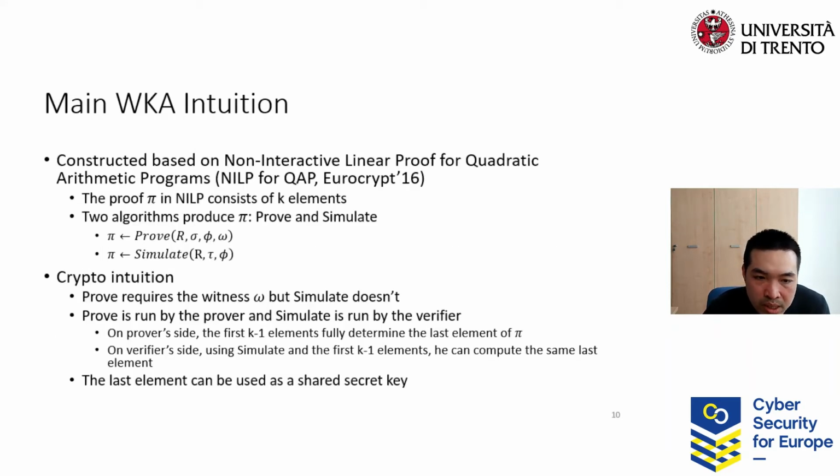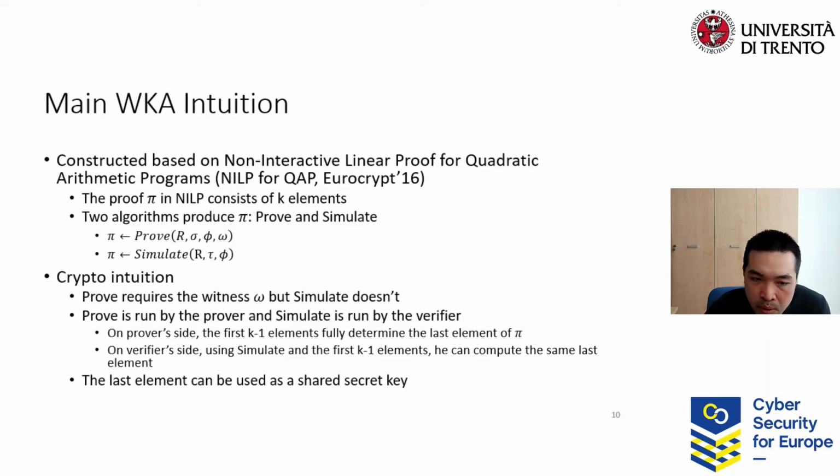We construct Witness Key Agreement based on the notion of non-interactive linear proof proposed by Groth in Eurocrypt 16. The main intuition for our construction of Witness Key Agreement is as follows. In NILP, the proof pi consists of k elements. There are two algorithms that can produce pi, which are prove and simulate as shown here. The prove algorithm requires the witness omega, but the simulate algorithm doesn't.